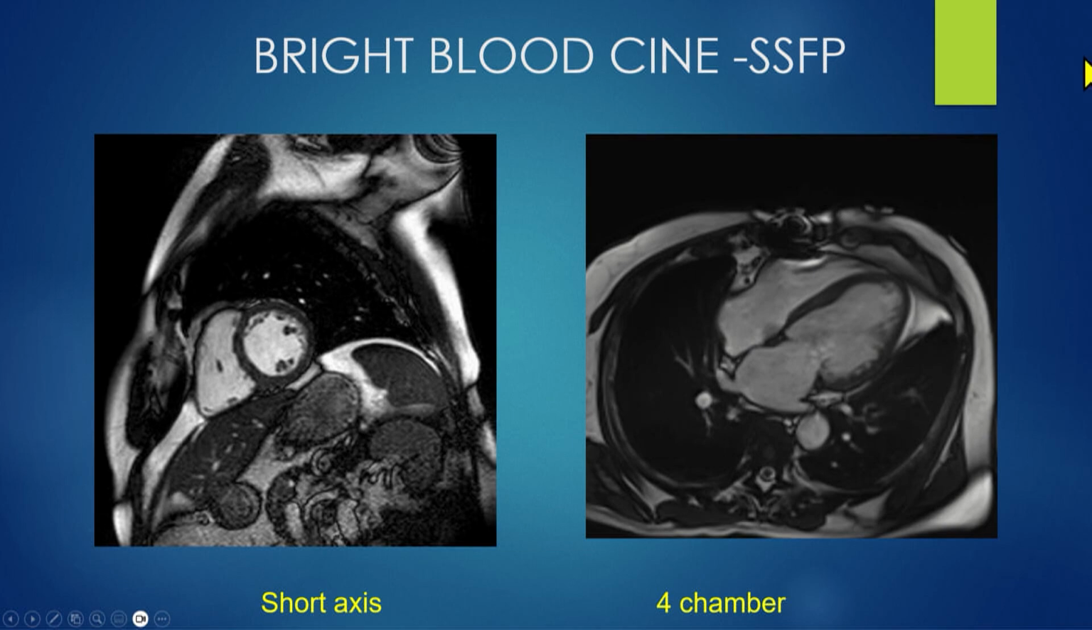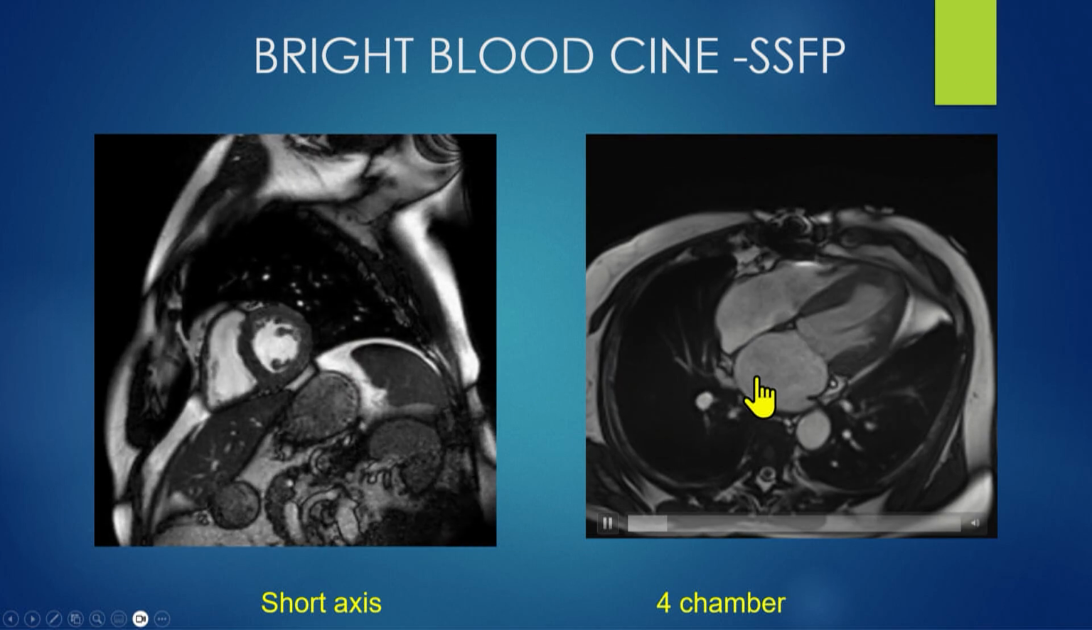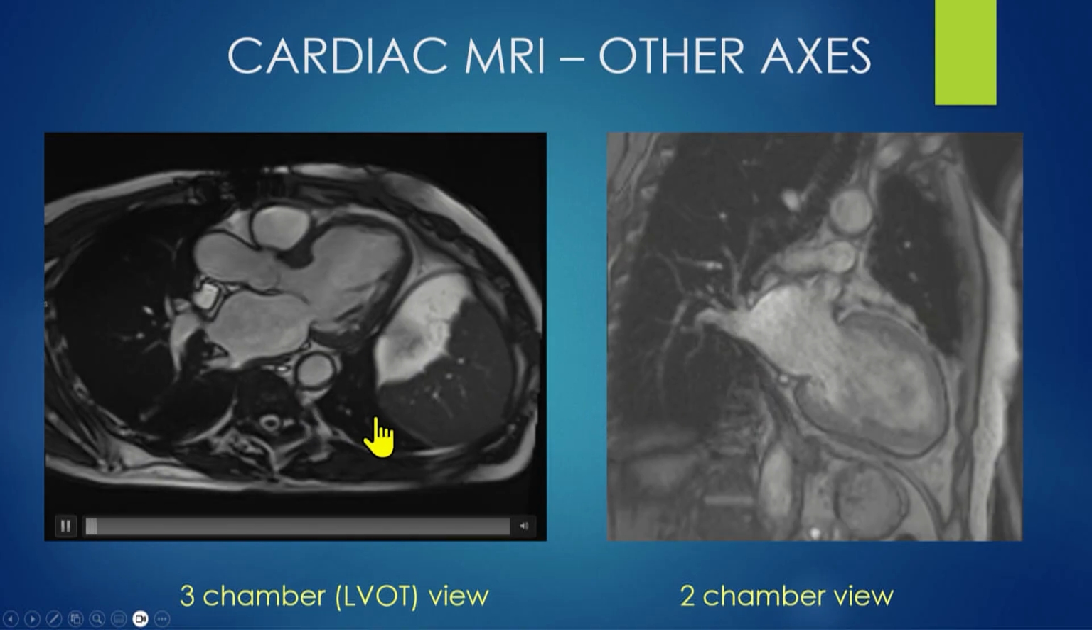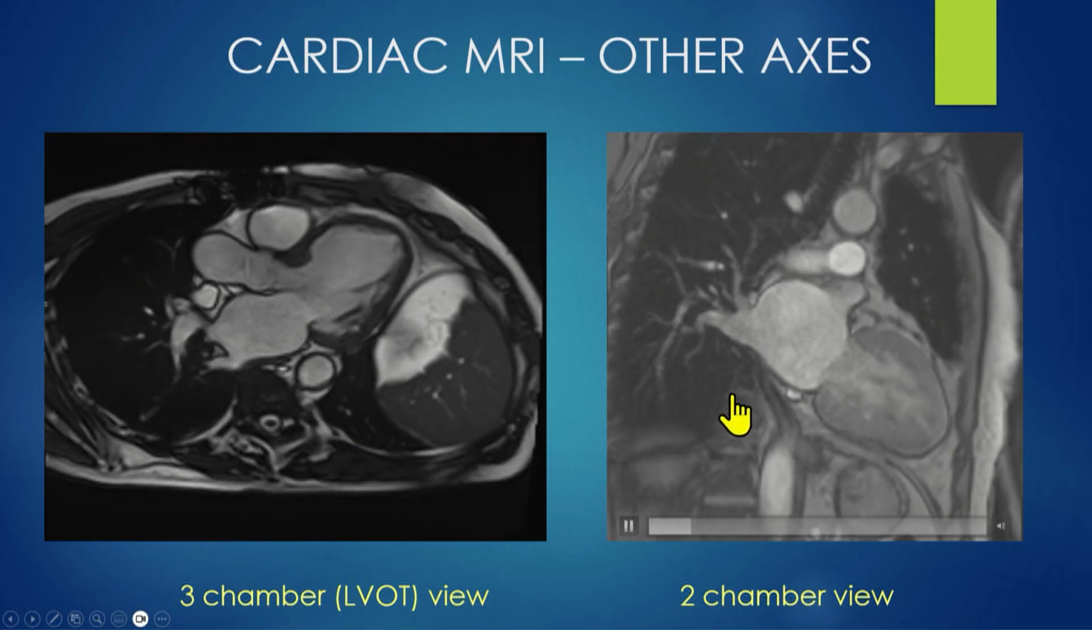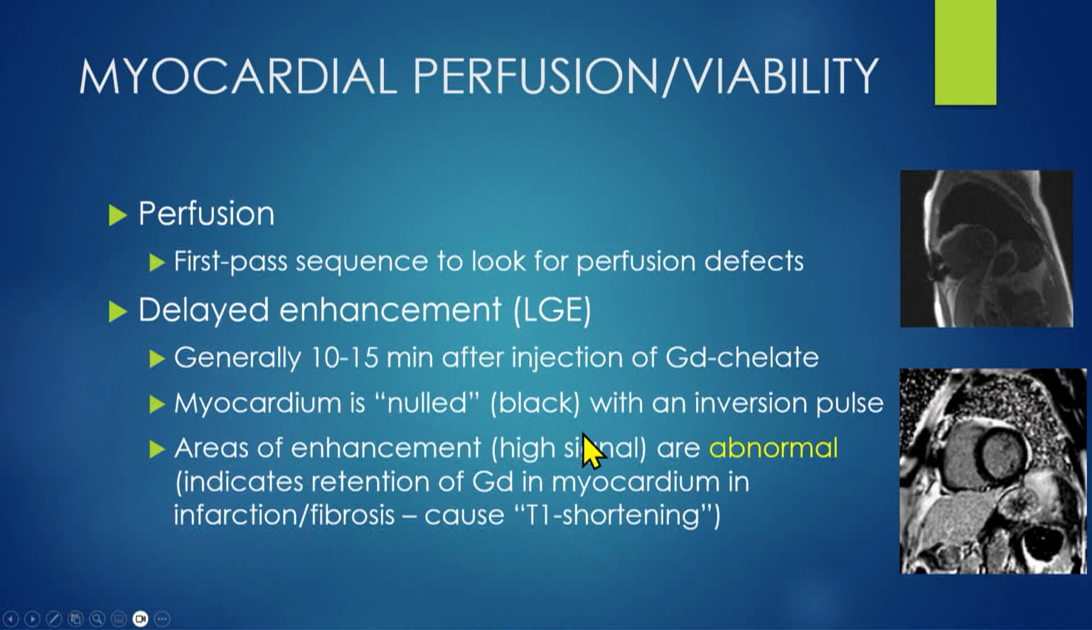So short axis, and you've all seen these 4-chamber views. You can do the same thing with 3-chamber and 2-chamber. And we also do specialty views, LVOTs, RVOTs, depending on what the indication is.